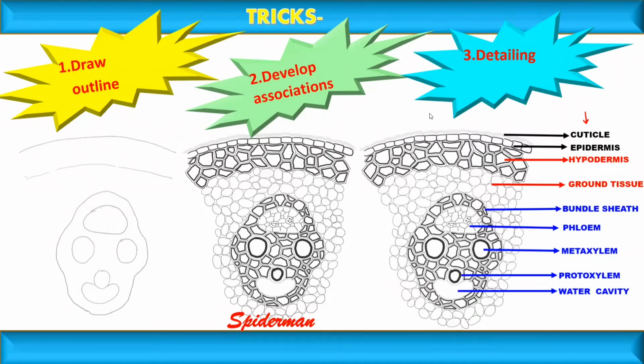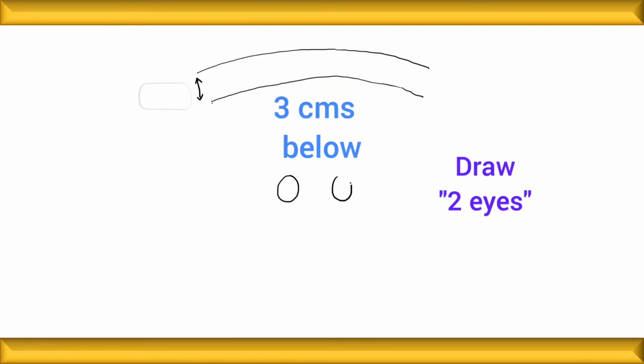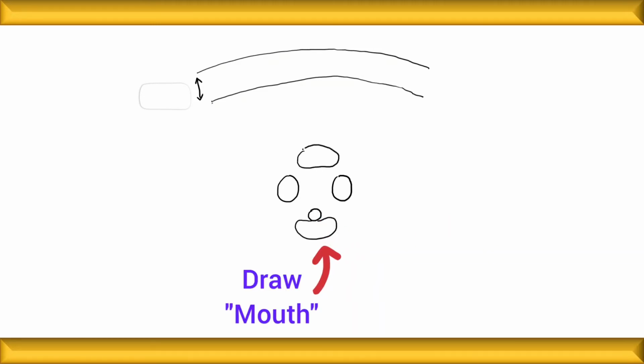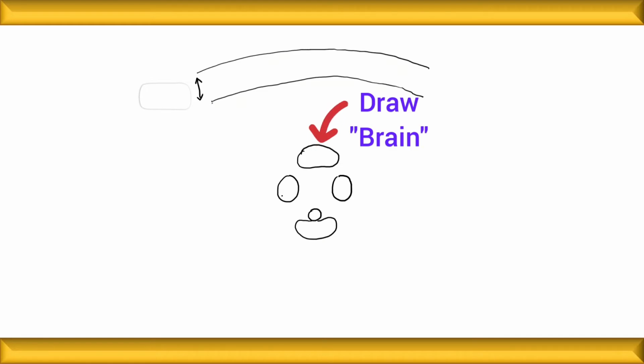Yes, so let us start our diagram. To begin with, you will have to start drawing the two arcs, and these two arcs, remember, have to run parallel to each other, and a distance of around 2 centimeters has to be maintained between them. Importantly, the entire outline should be drawn very light. Then after you draw the two arcs, around 3 centimeters below, draw two eyes corresponding to the metaxylem, one tiny nose corresponding to the protoxylem, and then the mouth corresponding to the water cavity. There is also a brain which corresponds to the phloem.